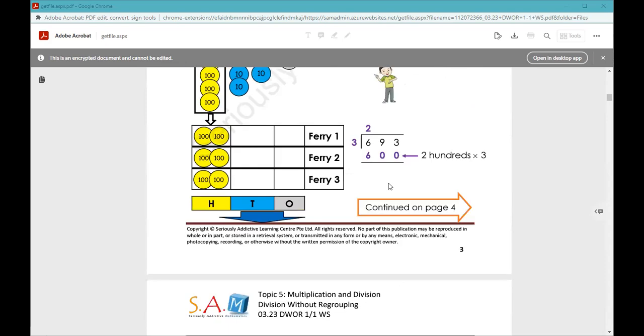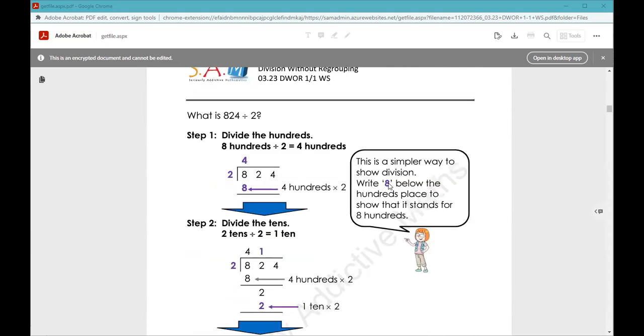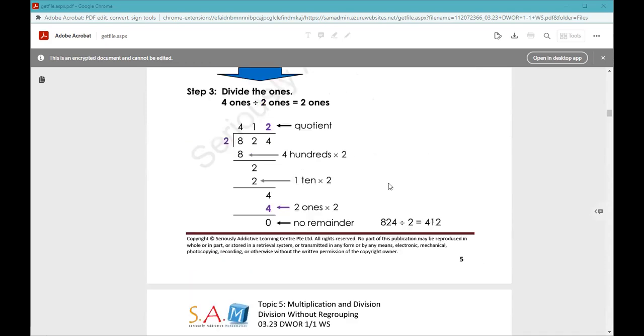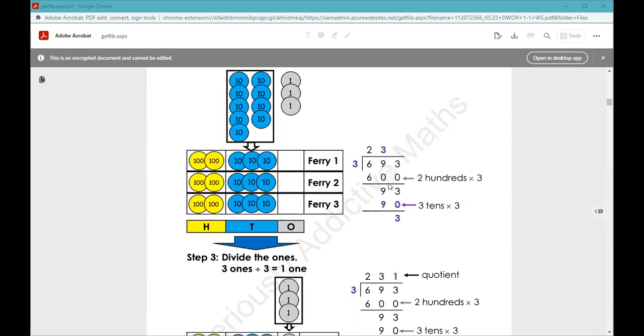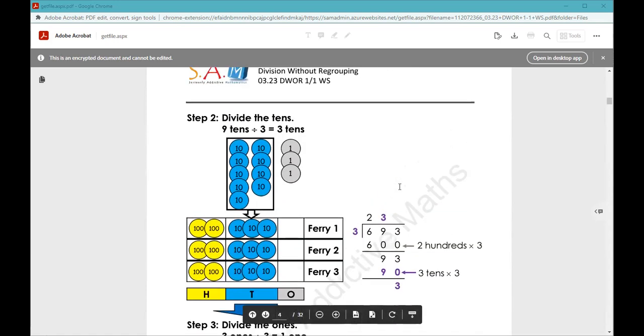Okay, so what you need to work with them is perhaps picking one question. Or you can actually just do one that need not be one of the examples here. So it can be something that you come up with on your own. Just take them through just as a recap. So for example, 695 divided by 2, for example.